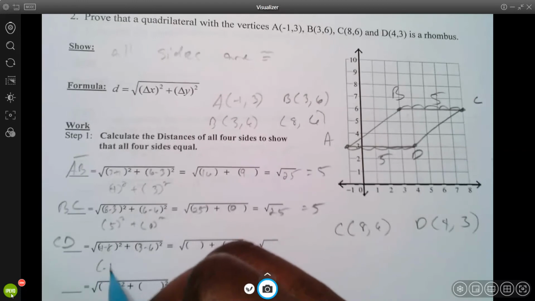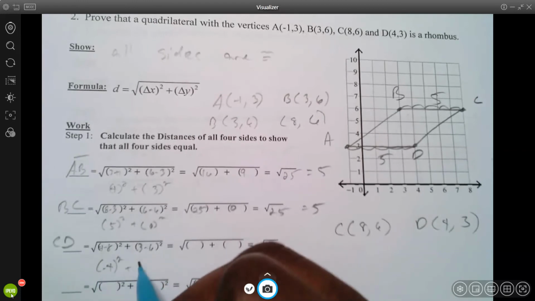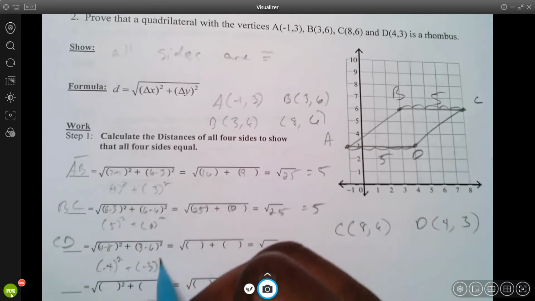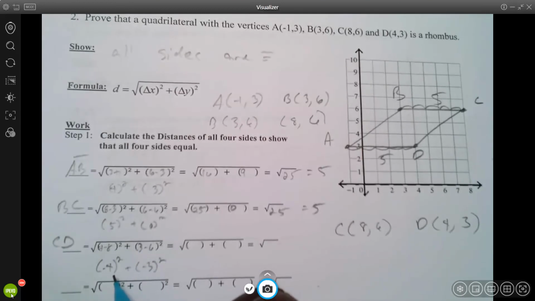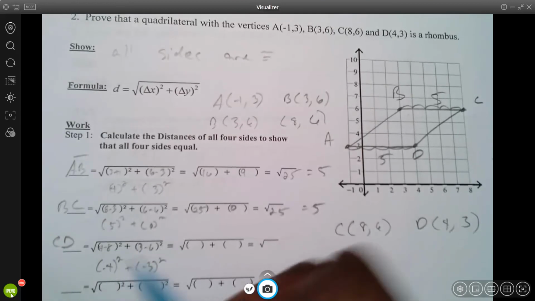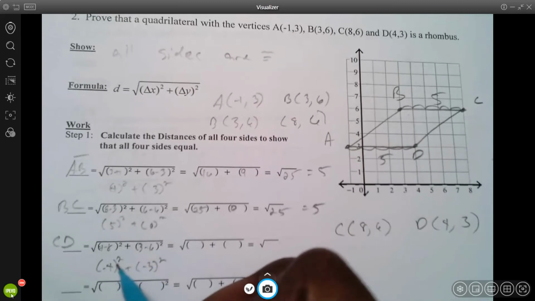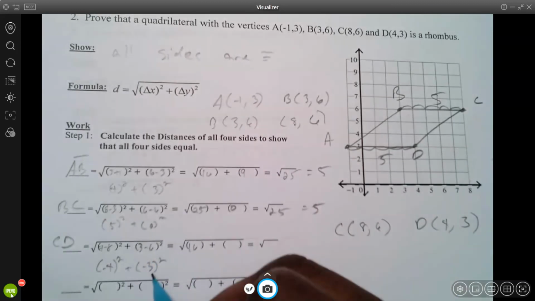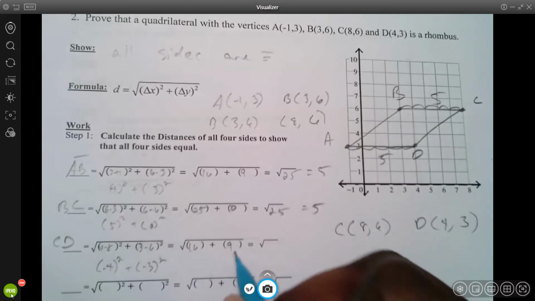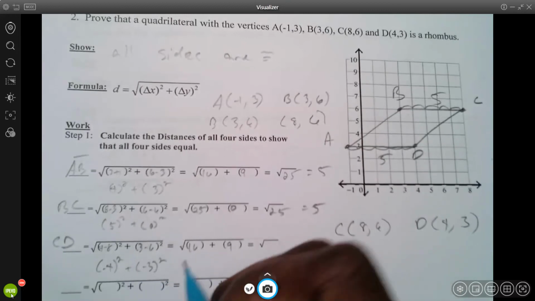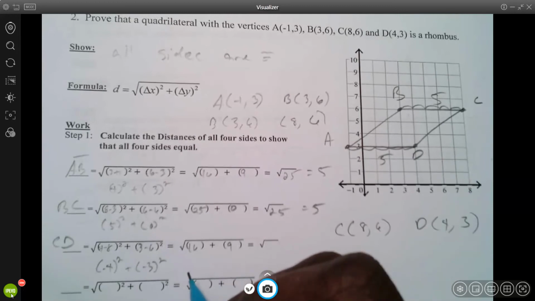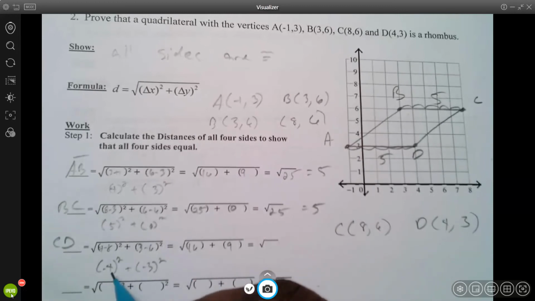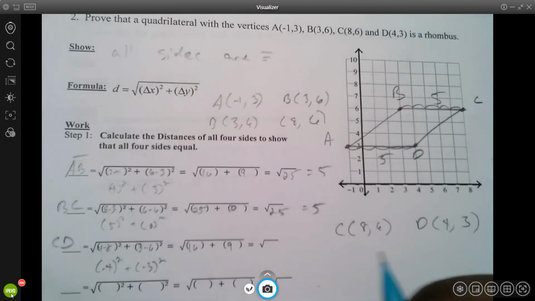4 take away 8 is negative 4 squared. 3 take away 6 is negative 3 squared. Truthfully, you don't need the negative sign. You know why? Because when you square, it's going to be positive anyway. You can just square positive 4 and get 16, and square positive 3 and get 9. If you plug it in, you might get negative 16 because you didn't plug it in with parentheses. So you don't mess it up, just leave the negative off. When you square it, it should be positive anyway.